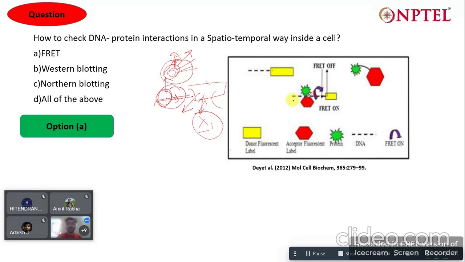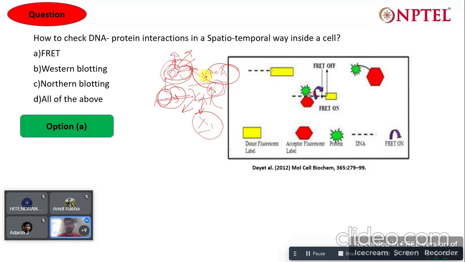A few other considerations to keep in mind to study FRET: the distance between the donor and the receptor must be less than 100 Angstrom, such that these two are near to each other, and only then can the excitation of this protein lead to energy transfer to this reporter.